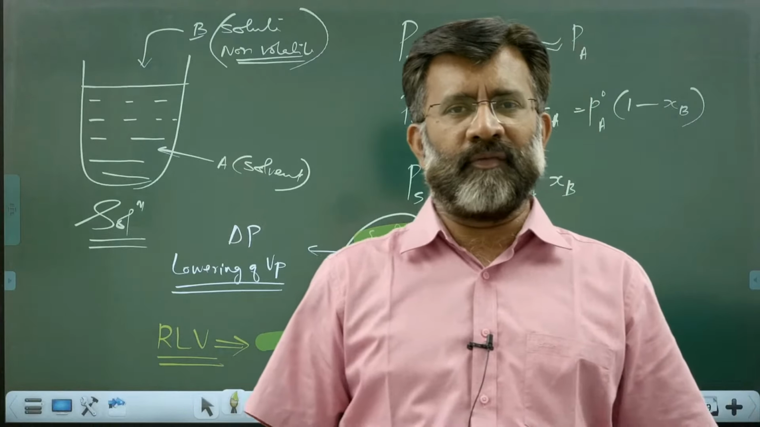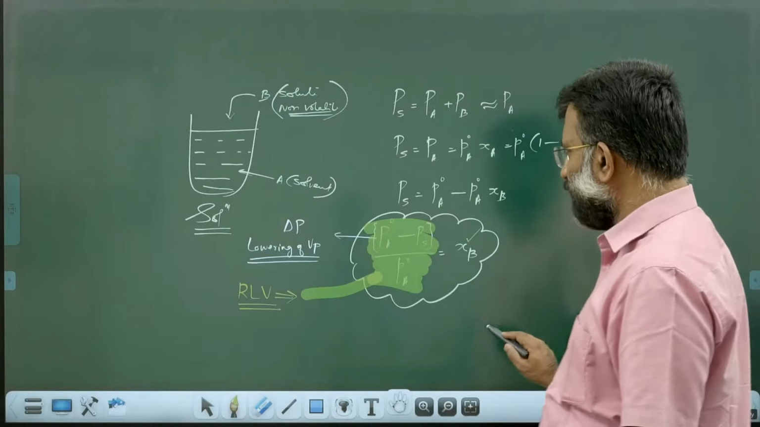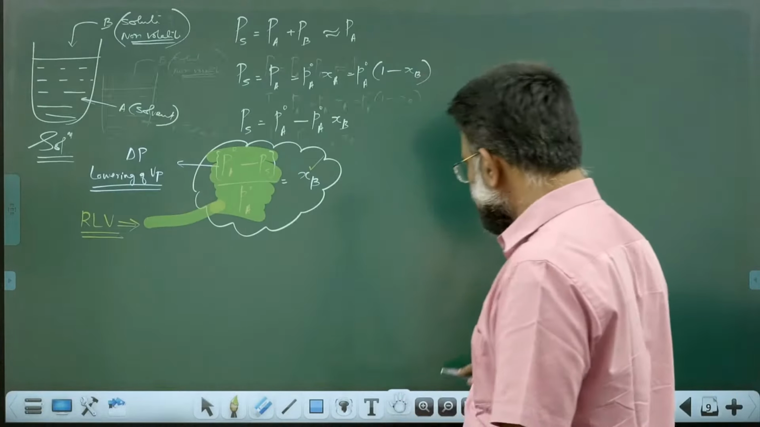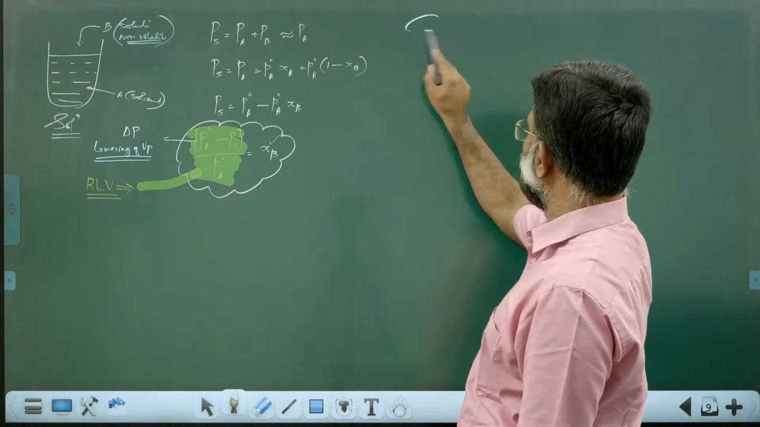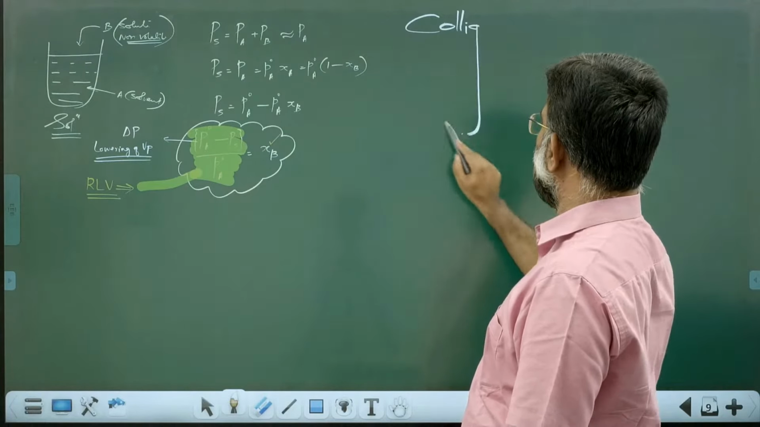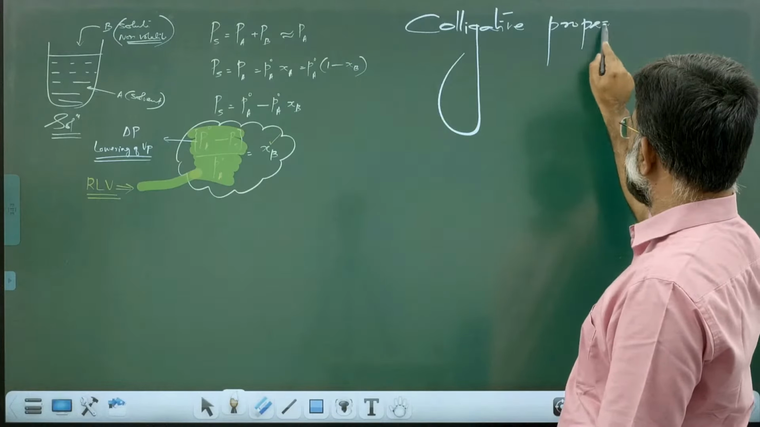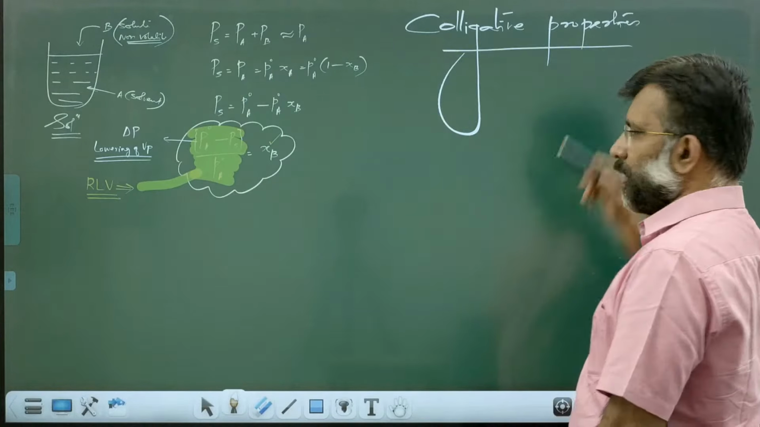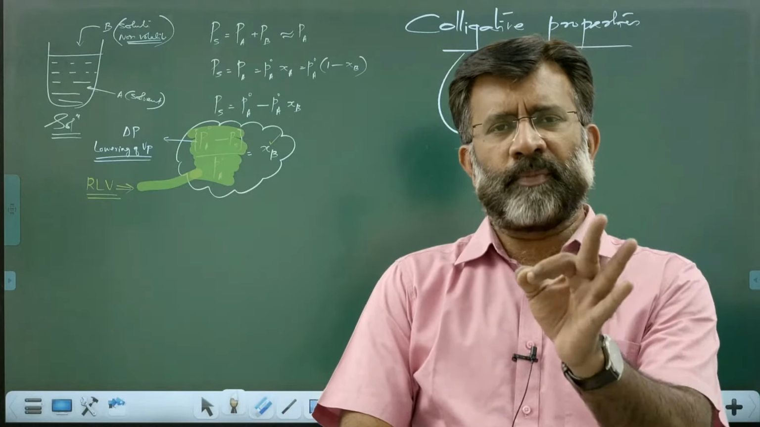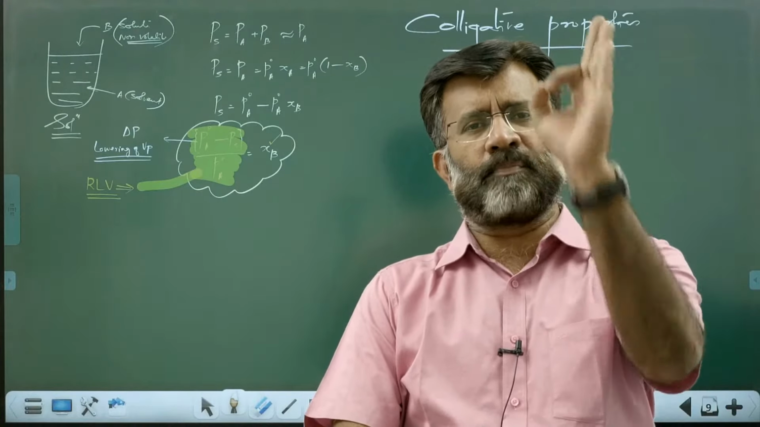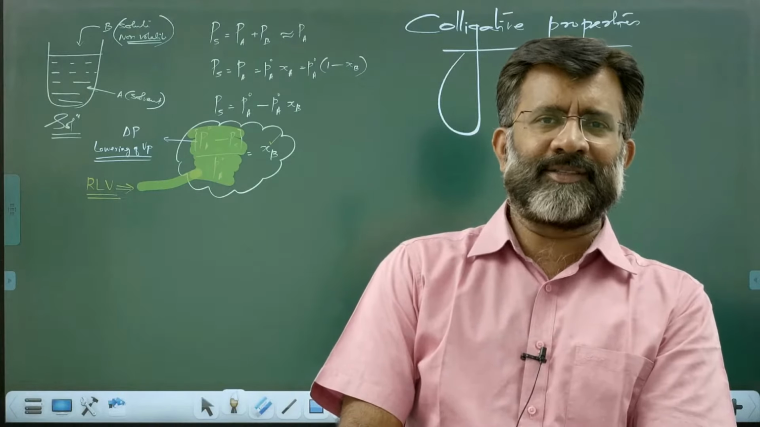Relative lowering of vapor pressure is the mole fraction of non-volatile solute, and this is one of the most important colligative properties we learn. What is meant by colligative property? It is the most important topic from the chapter. Colligative properties mean those properties of a dilute solution which depend on the number of solute particles, the amount of solute particles present, not on the nature of the solution.